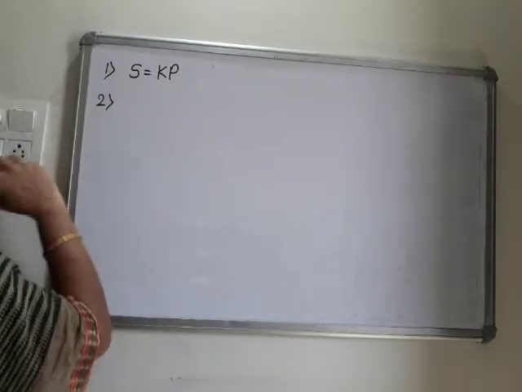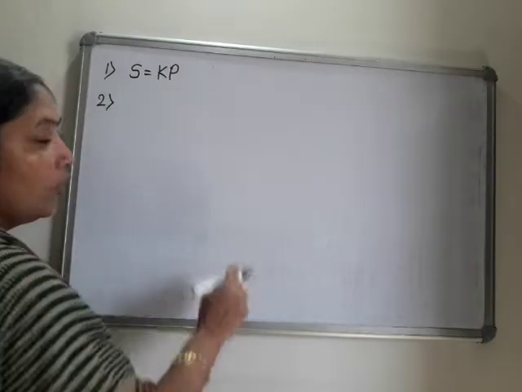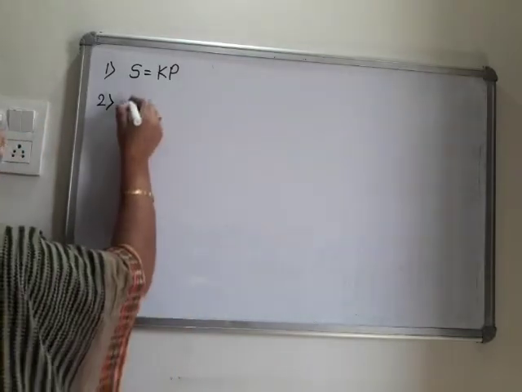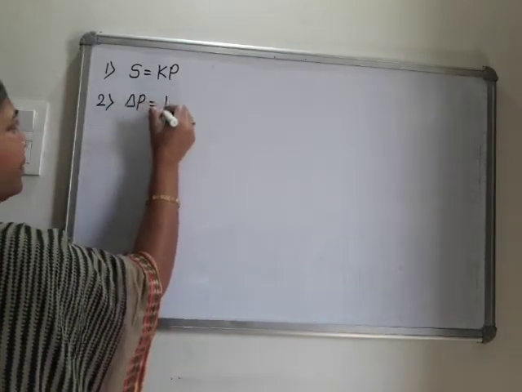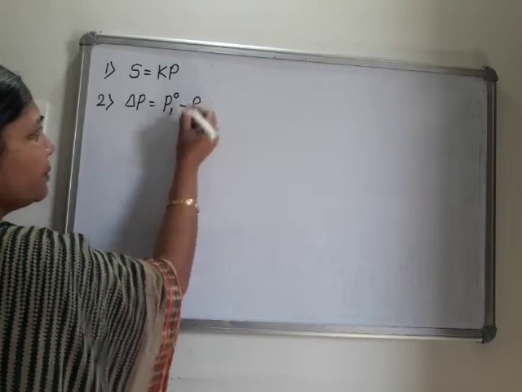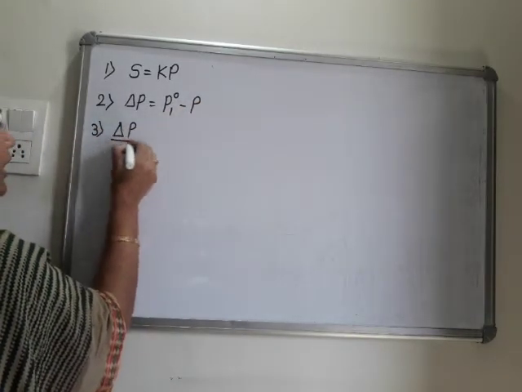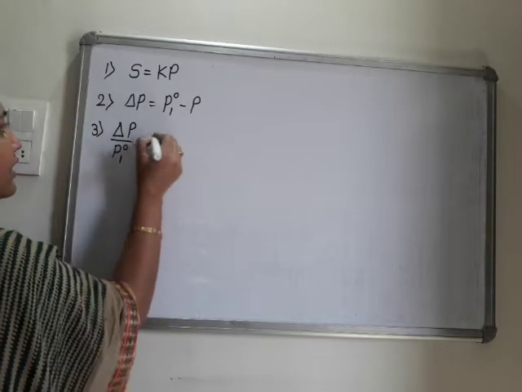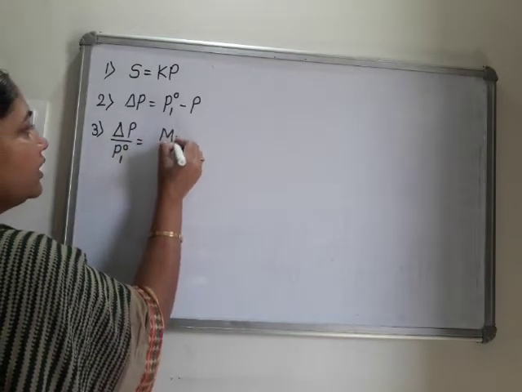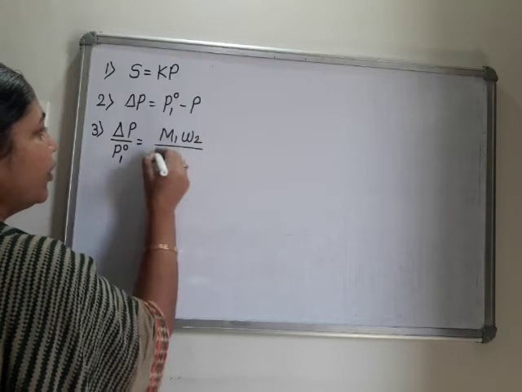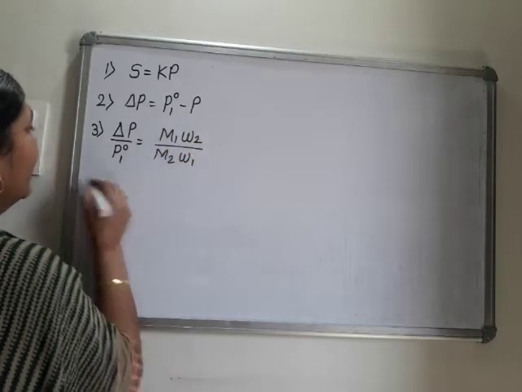Second, we studied lowering of vapor pressure. So delta P is P01 minus P. Relative lowering of vapor pressure, delta P upon P01, is equal to M1 W2 upon M2 W1.